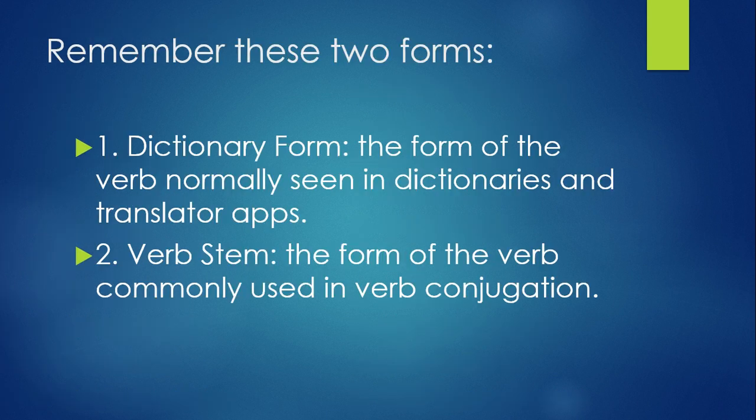Remember these two verb forms. Dictionary form is the form of the verb that is normally seen in dictionaries and translator apps. If you use Google Translate, you will usually see the dictionary form. And verb stem. The verb stem is the form of the verb commonly used in verb conjugation. Of course, there are more forms. However, these are the two basic forms.